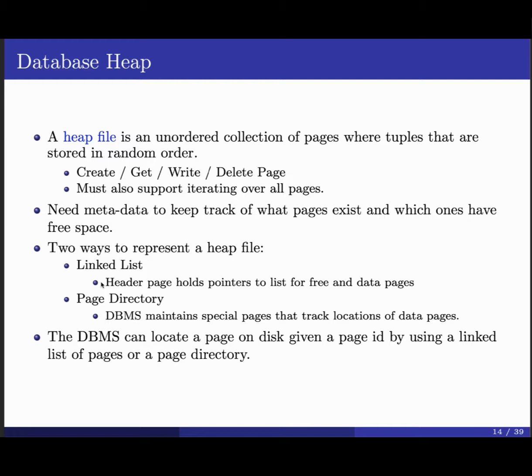So let's take a look at the database heap file with a simple example. The heap file is an unordered collection of pages. This means the tuples are stored in random order. This is the definition of the heap file. We have a collection of pages stored in random order. Whenever you have space, just store it. And of course, we need to make sure the data structure or application you use allows you to create, get, write, and delete pages, and also supports sequential access of the data, iterating over all the pages.